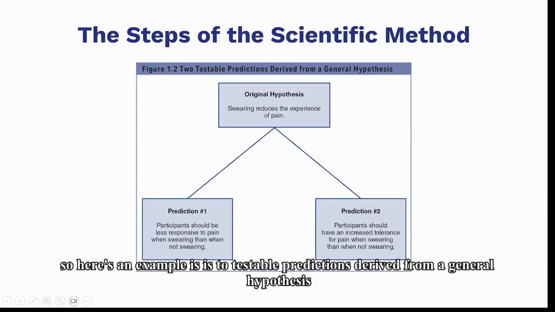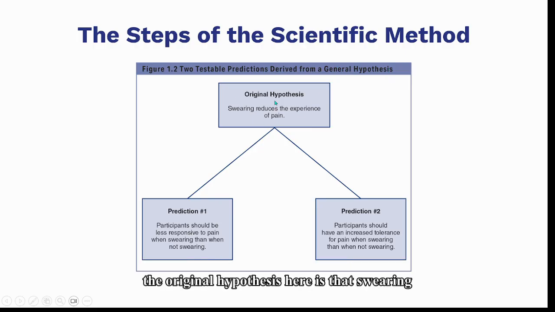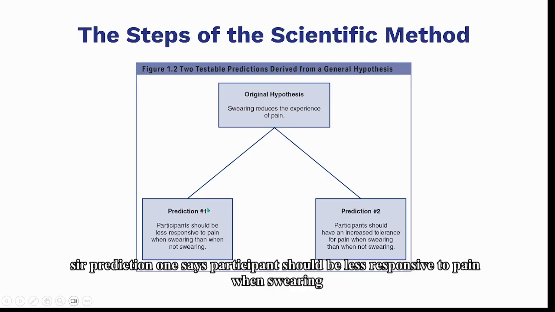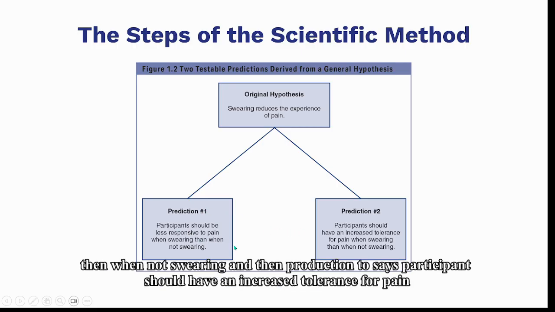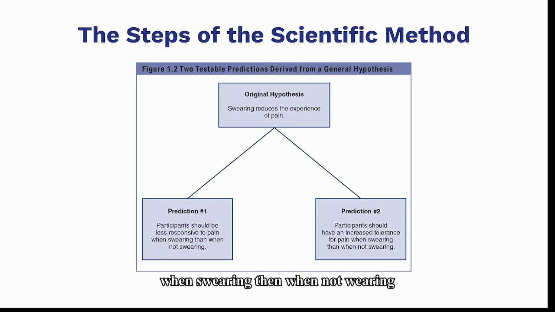So here's an example. It says two testable predictions derived from a general hypothesis. The original hypothesis here is that swearing, the use of curse words, reduces the experience of pain. So prediction 1 says participants should be less responsive to pain when swearing than when not swearing. And then prediction 2 says participants should have an increased tolerance for pain when swearing than when not swearing. Both of those are based off of our original hypothesis. They just set up this research question in two different ways that we can now go on to test.